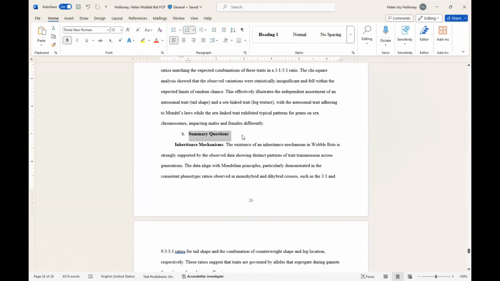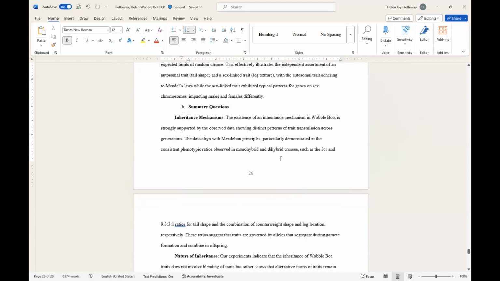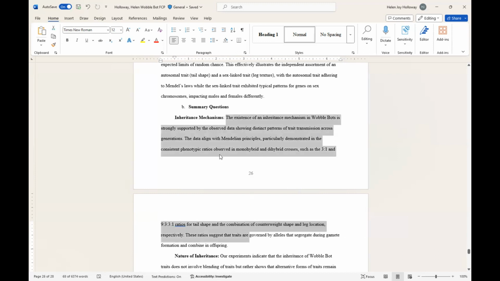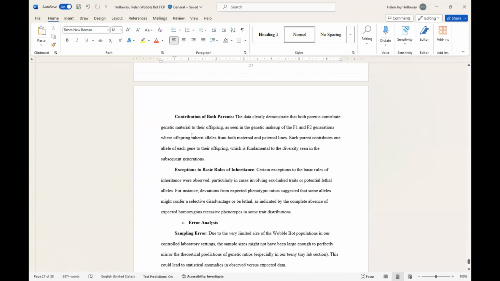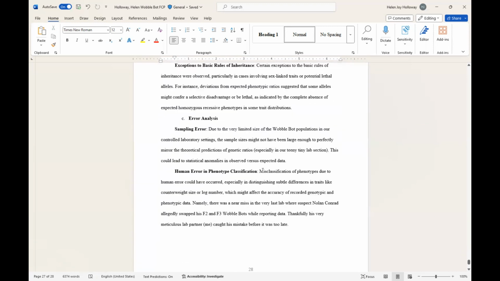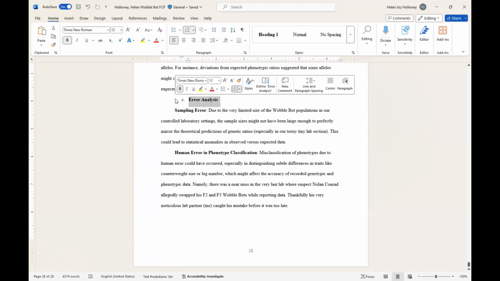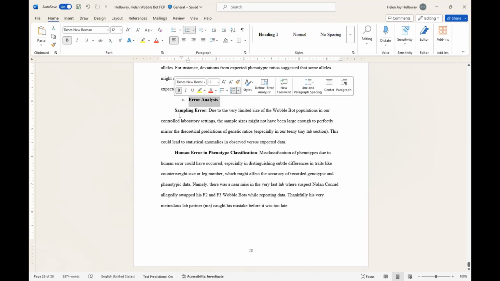Next is those summary questions that he gave on the guidelines document. I think there's 6, and he said not to number them and not to restate the question, but just to answer them in paragraph form. So there should be 6 paragraphs, 1, 2, 3, 4, 5, 6. Beautiful. And then the very last part of the entire report is error analysis.